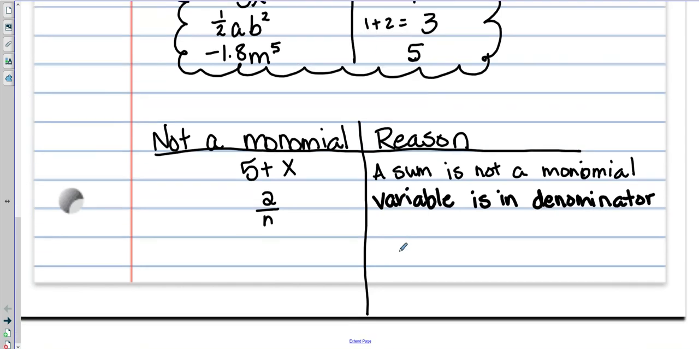The next example is 4 to the a power. Now, the reason why this is not a monomial is because we have a variable as an exponent. So the reason: variable as an exponent.